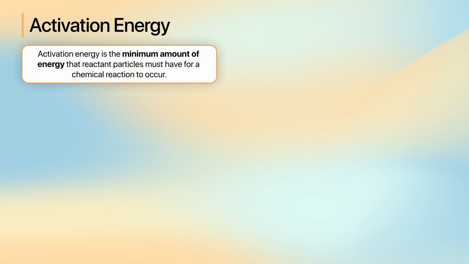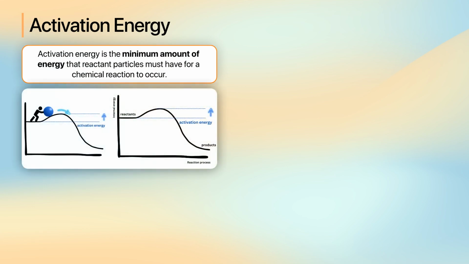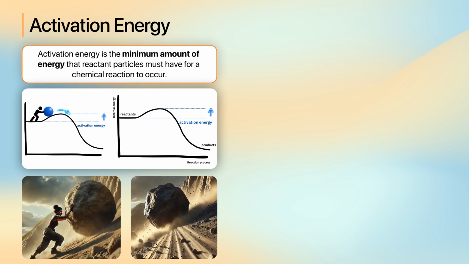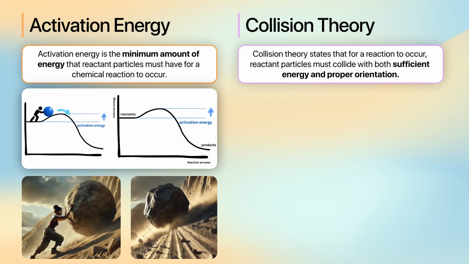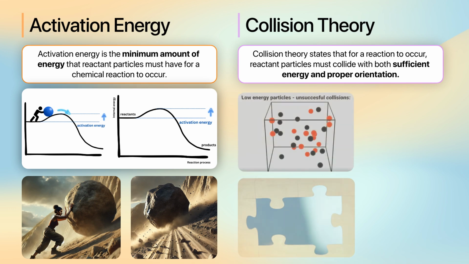In today's lesson, we delved into the concept of activation energy and how it acts as the energy barrier that must be overcome for a chemical reaction to occur. We learned that activation energy is the minimum energy required to transform reactants into products, akin to pushing a ball over a hill. We then explored collision theory, which explains that for a reaction to occur, reactant particles must collide with both sufficient energy and proper orientation.